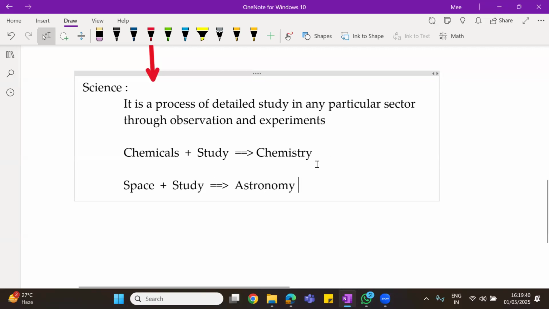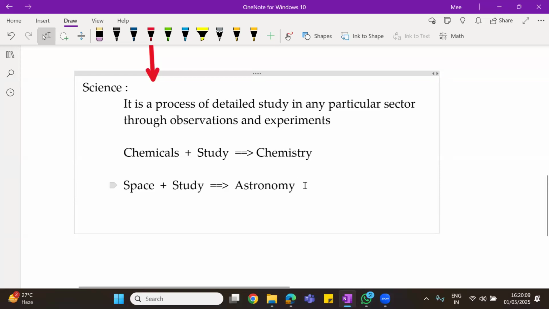How do you study here? You can't go into space and do the study, right? You will do a detailed observation. Continuously, you will be observing it. That is, again, what I said: a detailed study in any particular sector through observations and experiments. They both are science. Obviously, it is science.